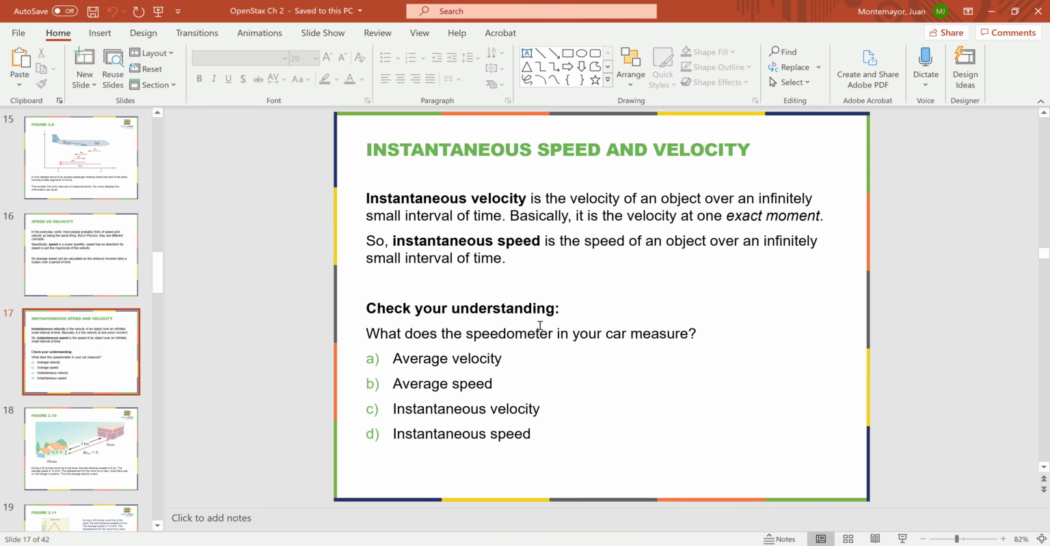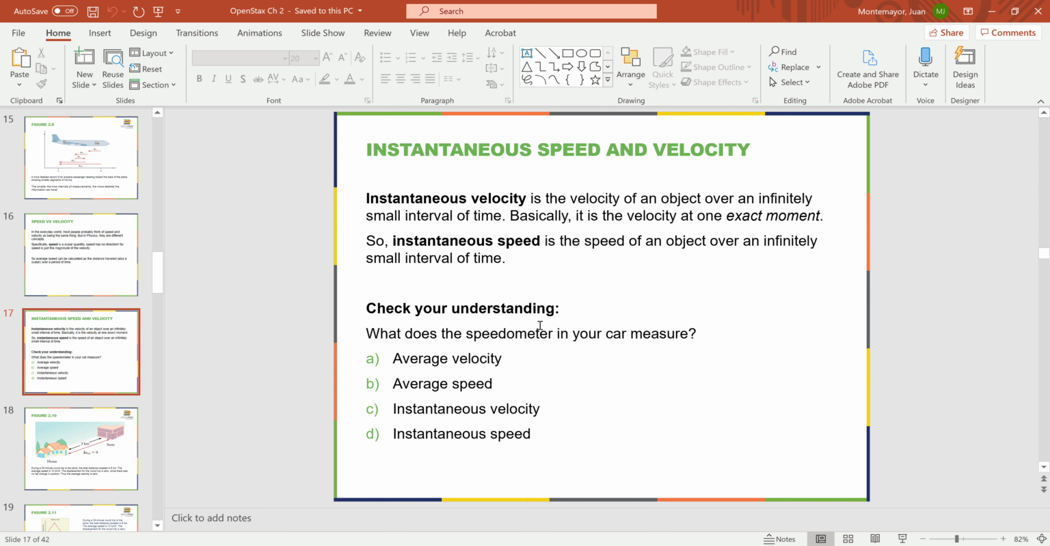So now we dive into instantaneous velocity and speed. So instantaneous velocity is the velocity of an object over an infinitely small interval of time. Basically, it is the velocity at that one exact moment. Same thing goes for speed. So for our understanding, whenever we're looking at a speedometer in our cars, what is that measuring? Speed, velocity? So for here we have A, B, C, D, our average velocity, average speed.